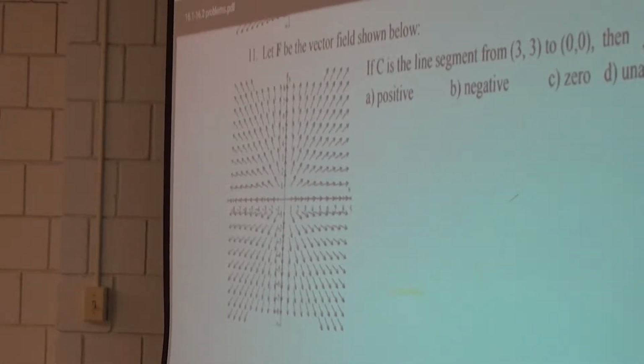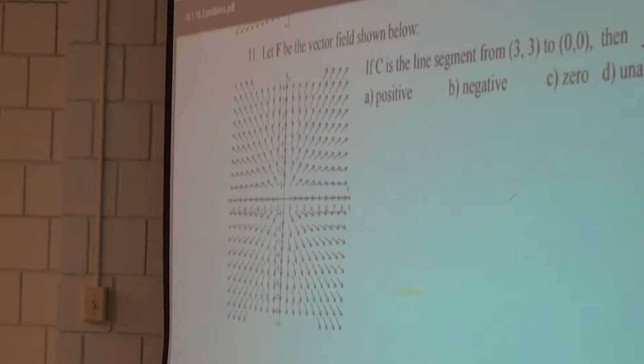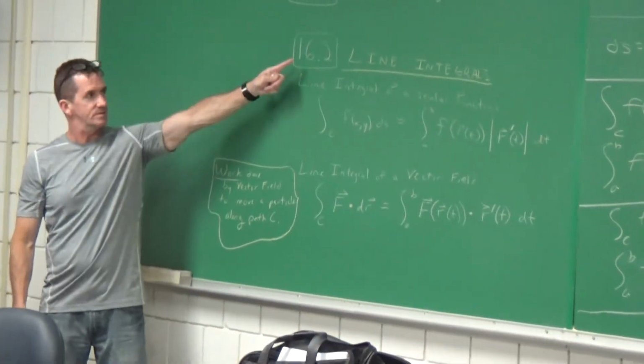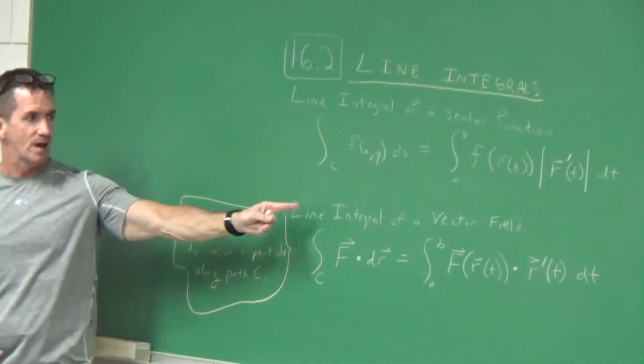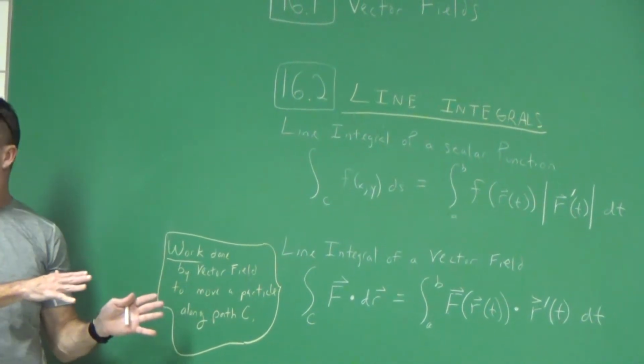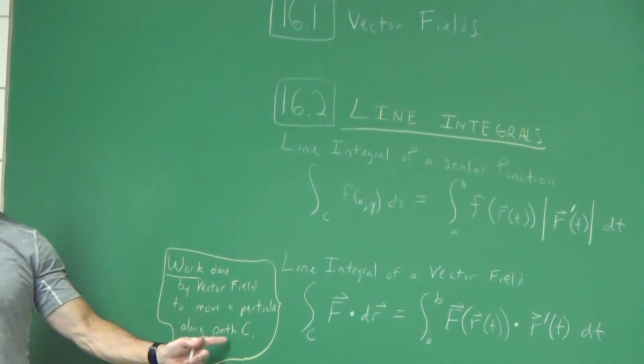I do want to add one on the board, though, to this. So I'll turn this off. There's no other images I want to see. Very good with that. So now when you can find this, they call this work. The work done by a vector field to move a particle along the path C. That's what this is referred to. Not the line integral of a scalar function, but the line integral of a vector field is referred to as the work done by the vector field to move a particle along path C.